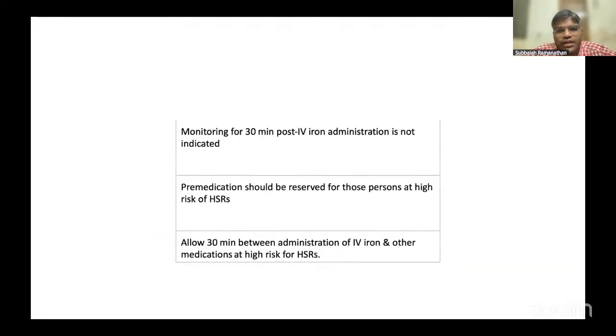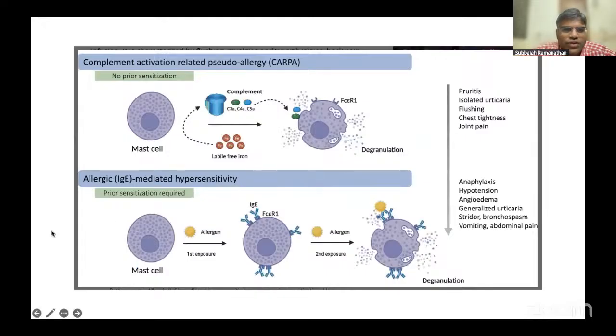And the reaction part, remember this is very important. Most often it's CARPA, it's not anaphylaxis. The patient may not have hypotension or hypoxia, only pruritus, isolated urticaria, flushing, chest tightness, joint pain. It's not IgE mediated, so it settles on its own, or you can give some fluids and then re-challenge. IgE mediated hypersensitivity or anaphylaxis can cause various problems like hypotension, angioedema, bronchospasm. There you stop and manage like anaphylaxis.